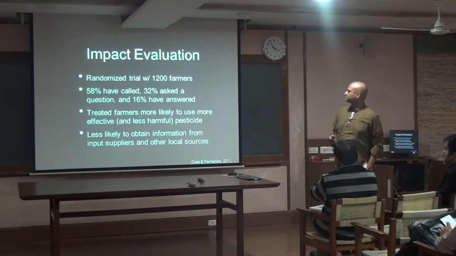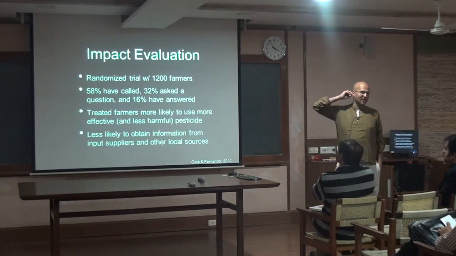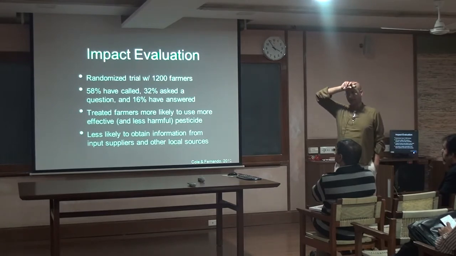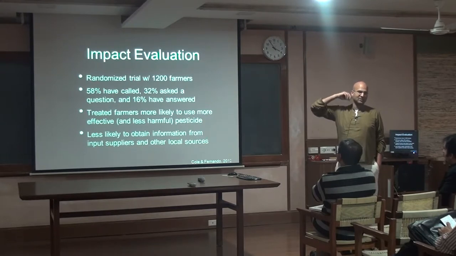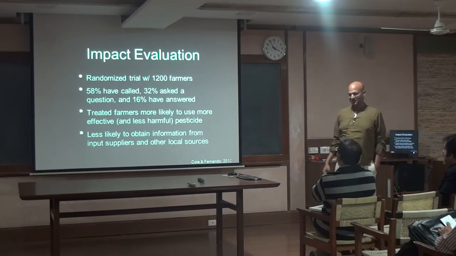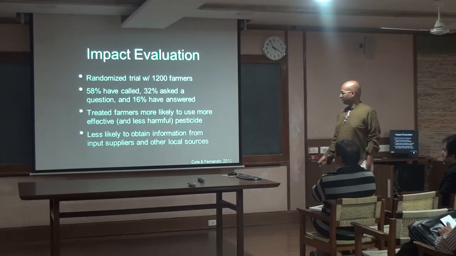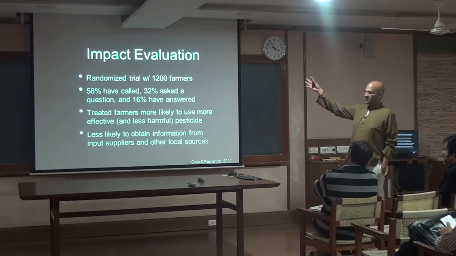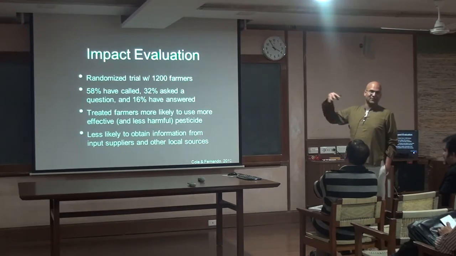So we've also been conducting a randomized control trial in collaboration with IFMR, the Institute for Financial Management and Research in Chennai, and also with Harvard University, looking at the impact of this kind of system on farmers' decision-making, income, yield, and so on. We've just completed this experiment, and the final data isn't available yet, but we collected data at the midpoint that showed significant numbers of people are using the service: 58% call, 32% ask questions, 16% answer. And it's also having a significant effect on decision-making.